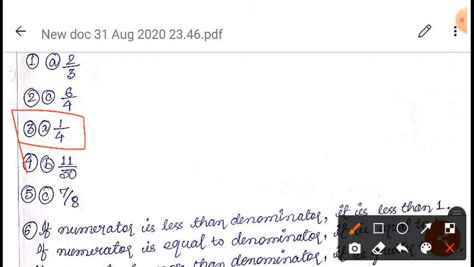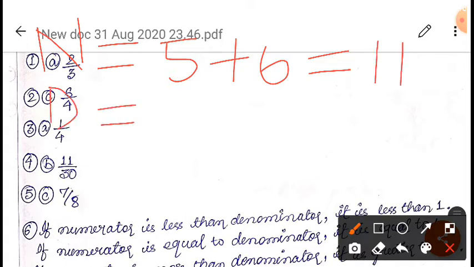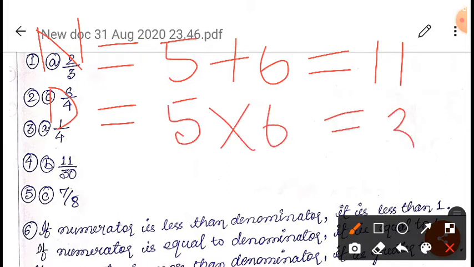Next, question number 4. They are asking for a proper fraction whose numerator is the sum of 5 and 6 and whose denominator is the product of 5 and 6. Let me write this. The numerator is the sum of 5 and 6, meaning 5 plus 6, so it will become 11. The denominator is the product of 5 and 6, meaning 5 into 6, which is 30. So you will see 11 by 30 is option B. As you can see here, 11 by 30. I hope you have understood this. It was very easy, right?